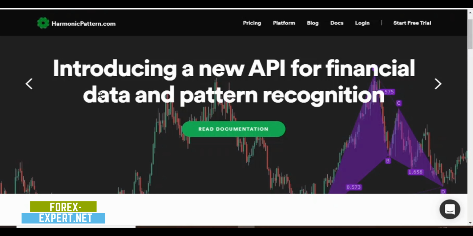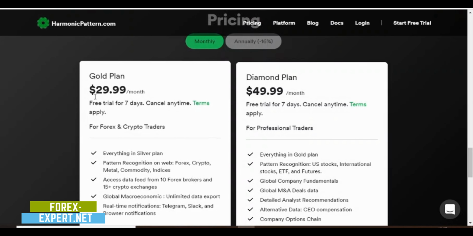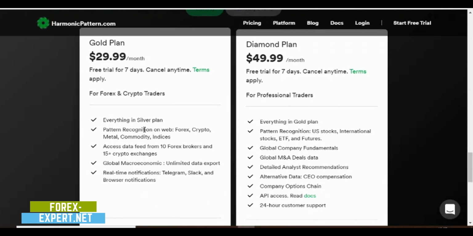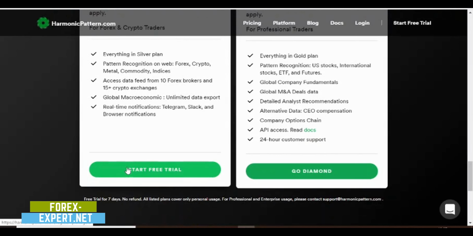But of course, before trading them, you must have a strategy. Pricing is very good. You can get it for $30 per month, and it recognizes patterns on forex, cryptos, metals, commodities, and indices. You also have a 7 days free trial.